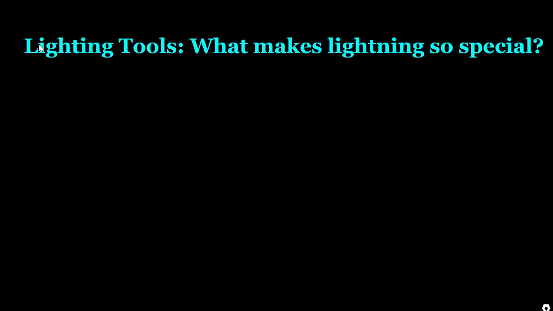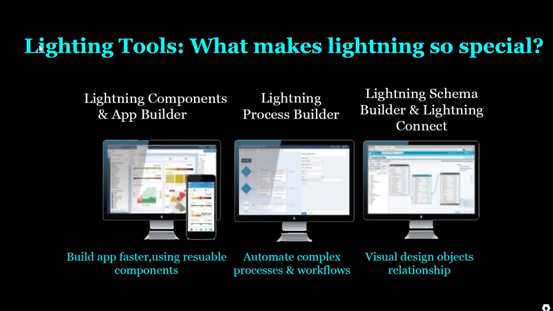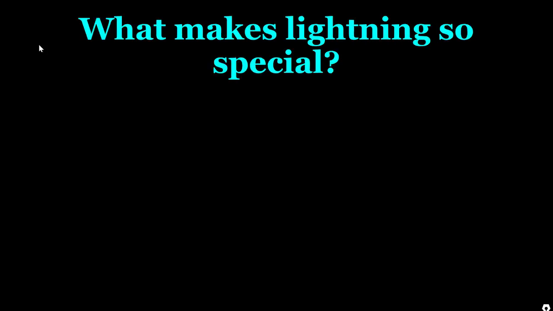What makes Lightning so special? It's not just a great new user experience, it is also packed with new features to help sell faster. It enables non-developers to build apps by assembling standard or custom components using the Lightning App Builder. The Lightning Process Builder automates complex processes and workflows without even the usage of coding. Wow, and that's cool. Lightning Schema Builder and Lightning Component. It is a visual design of object relationships. So definitely it comes with a lot of features.